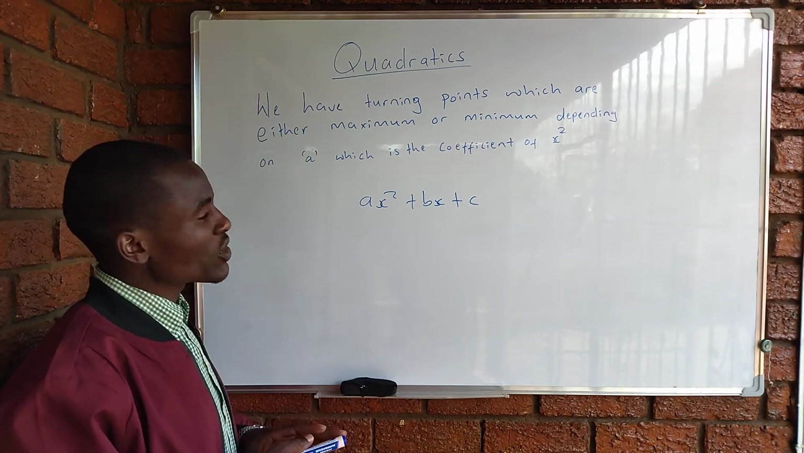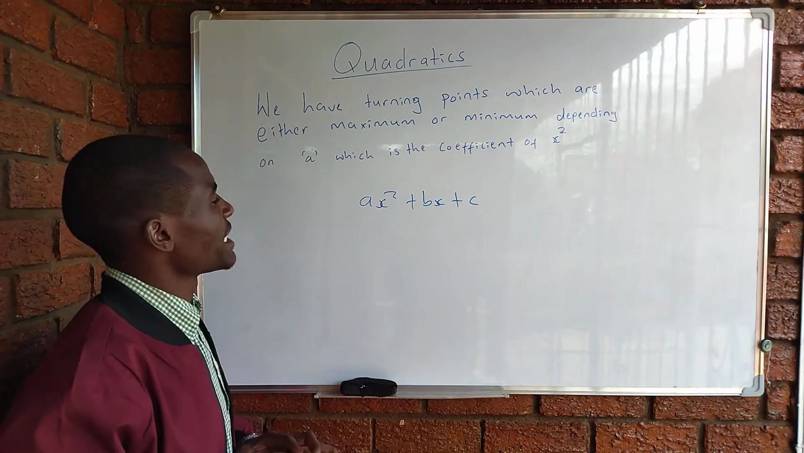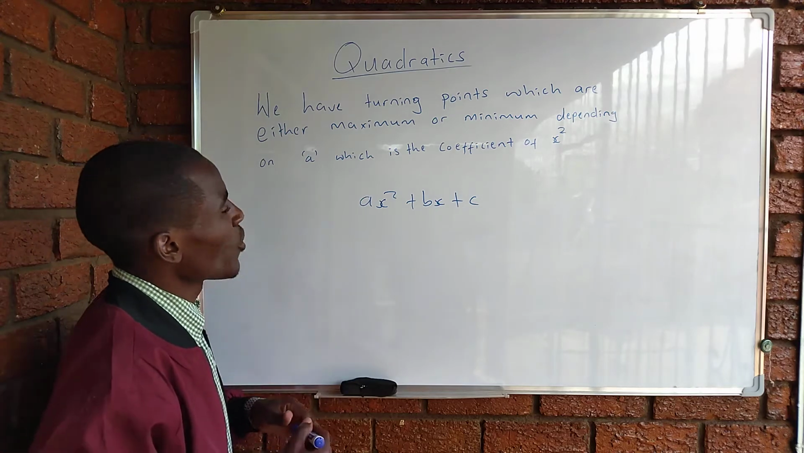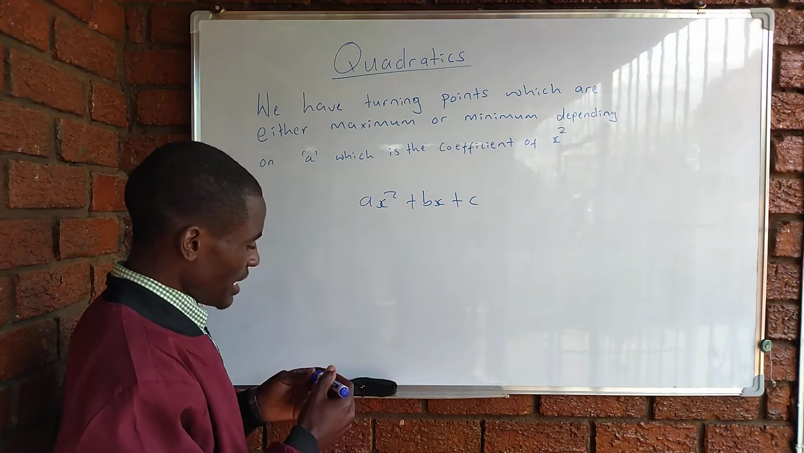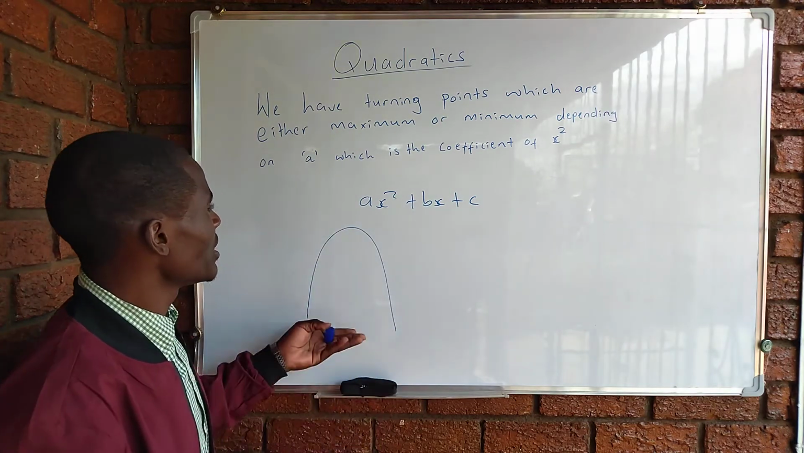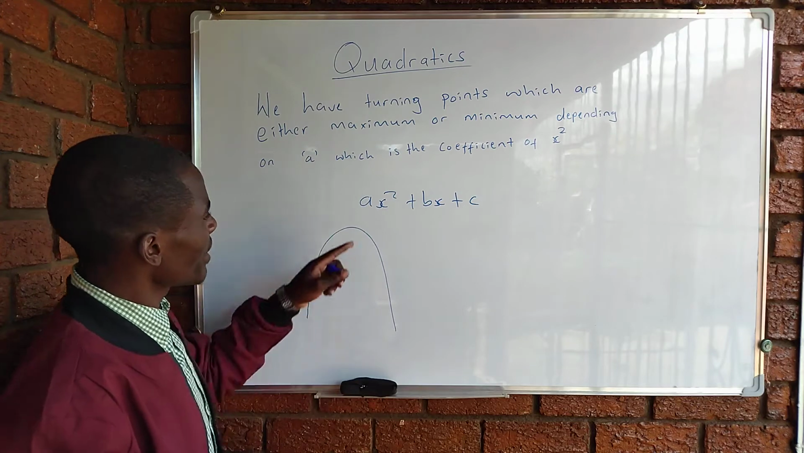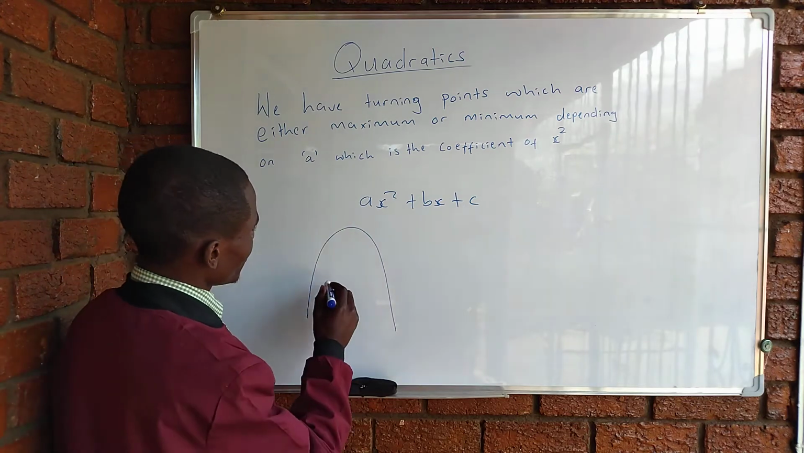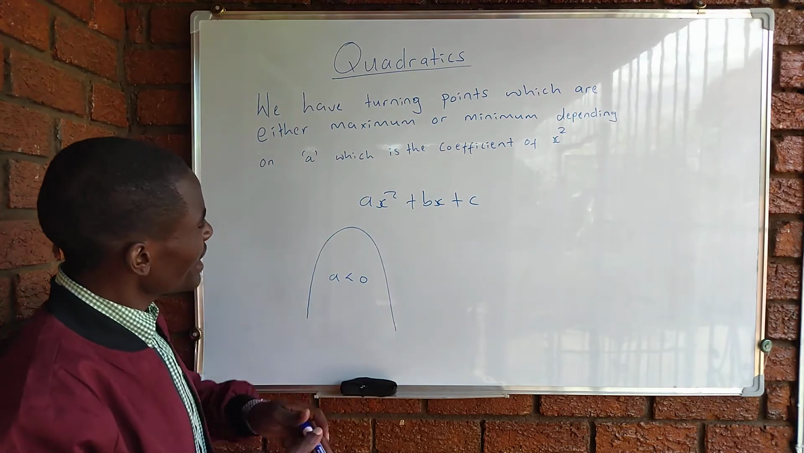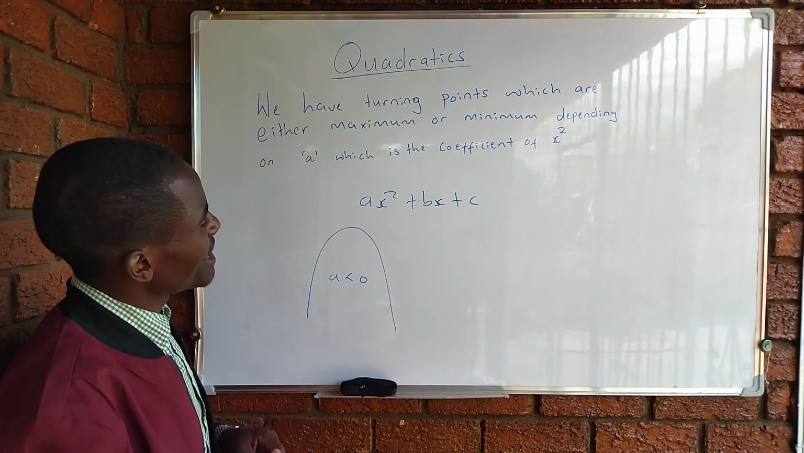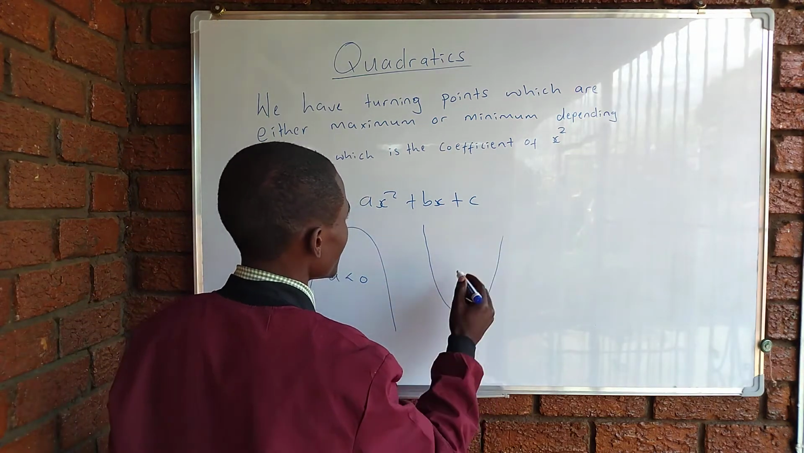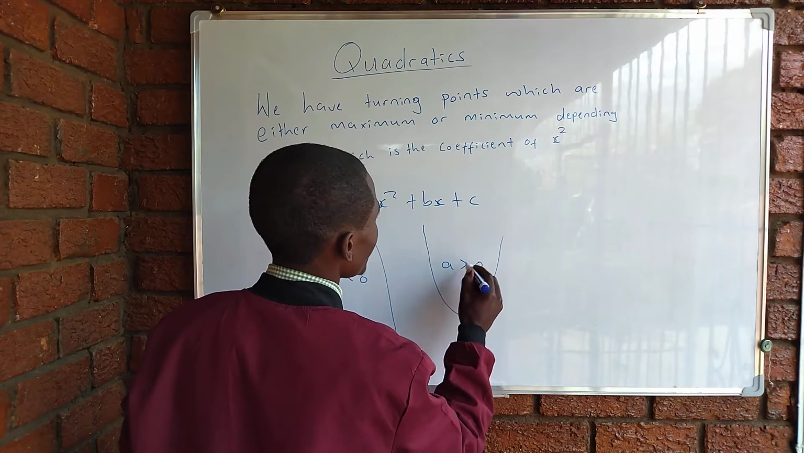If the coefficient of x squared, a, is negative, which means the graph is maximum. So if a is negative or is less than 0, the graph is a maximum. So the nature of the turning point is determined by a. If a is less than 0, we have maximum turning point. Then if a is greater than 0, we have a minimum turning point. So the graph would be like this: a greater than 0.